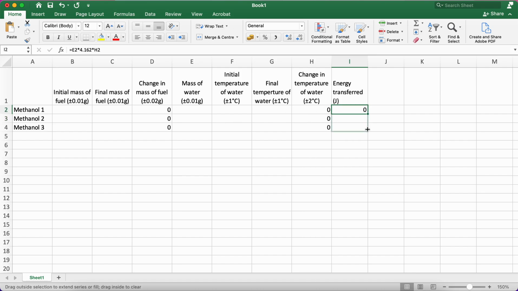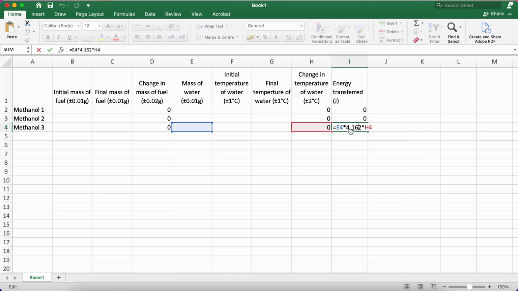But again, I can drag it down. And if I click on it here, it tells me what the formula is. And you see it's adjusted the formula. Now it's E4 rather than E2, and it's H4 rather than H2. It's adjusted it, predicting that I want to do calculations along this row here.